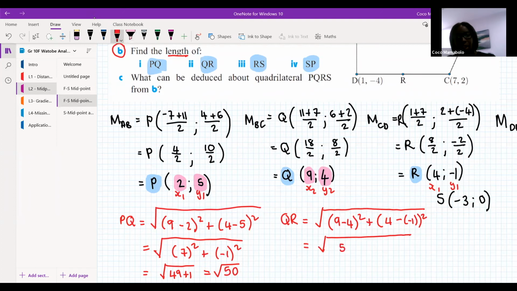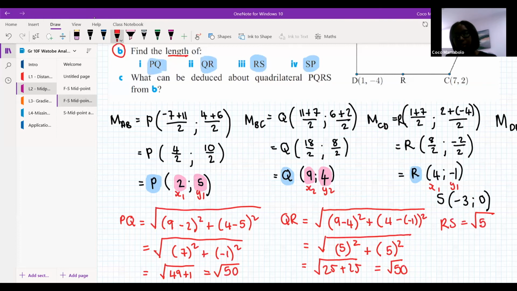9 minus 4. Okay, Ayanda, please just double check again for me. This is going to be 5 squared as well, which is going to equal the square root of 25 plus 25, which is equal to the square root of 50. Okay, so obviously we're testing how you guys substitute into the distance formula. So if you keep going, you're going to find that RS is also equal to the square root of 50.